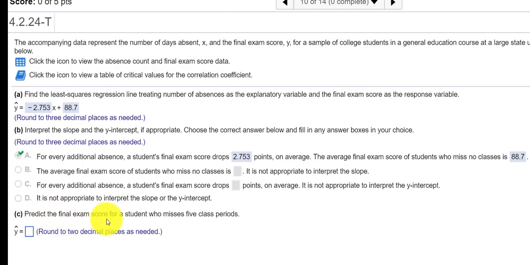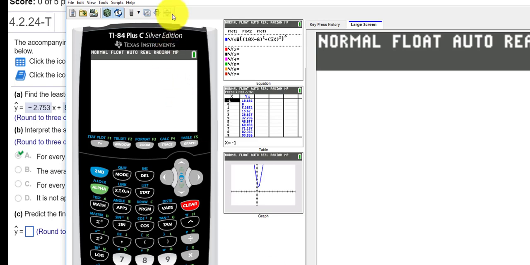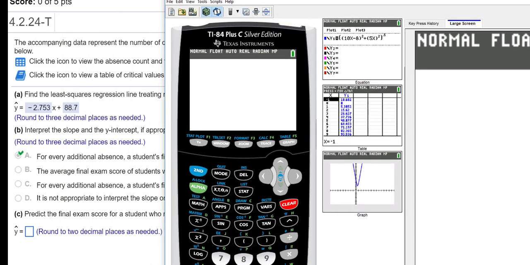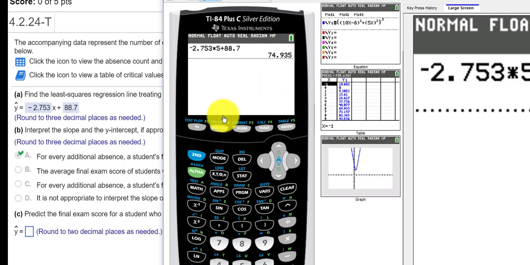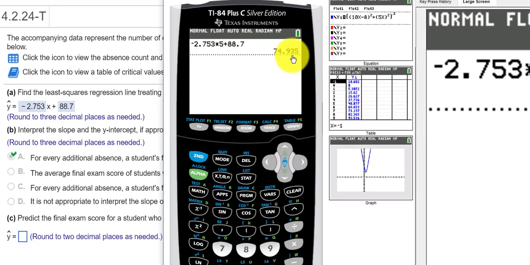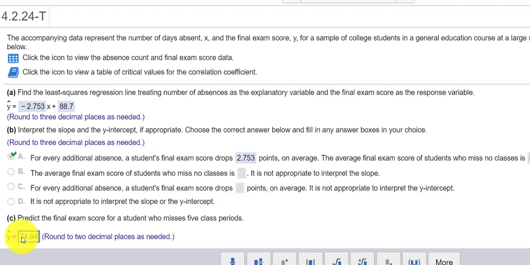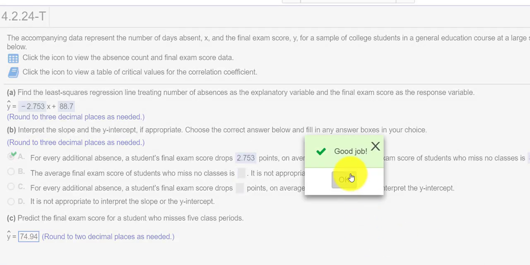Predict the final exam score for a student who misses 5 class periods. So we have to place a 5 into X, substitute X with 5, and calculate your answer. So I'm going to use my calculator and put in negative 2.753 times 5 plus the 88.7. And we have 74.94, because it does say round to 2 decimal places. So 74.94. I check my answer. Great job.